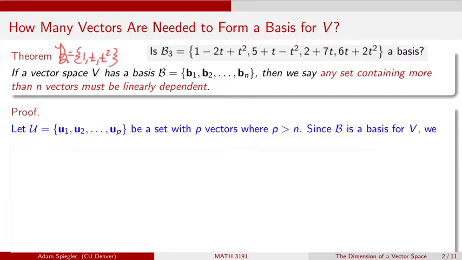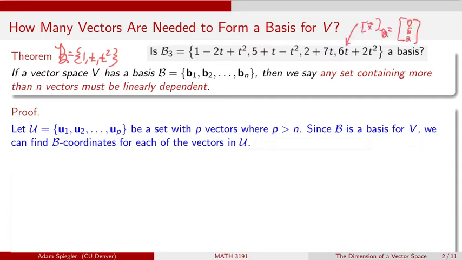So then, since we know that B is a basis for V, we can find B coordinates for each vector in U. So I know that each vector in U can be written as a linear combination of basis vectors in B because I know B spans the entire vector space V. So that means each of these vectors in U we can write as a linear combination of these vectors over here. And this is what we call the B coordinates for these vectors in U.